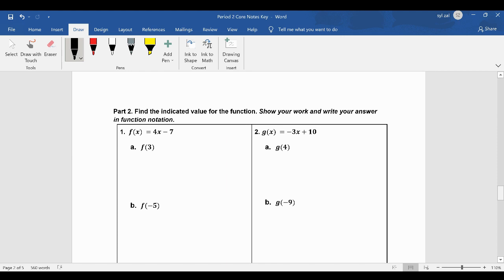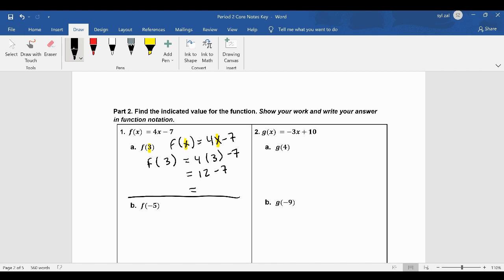Find the indicated value for the function. So here I tell you that f of x equals 4x minus 7. It looks like they put 3 in for x, so that's exactly what we're going to do here. We're going to do f of 3 equals 4 times 3 minus 7, which is 12 minus 7.